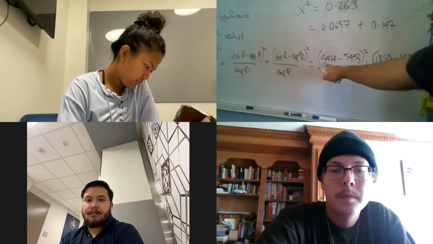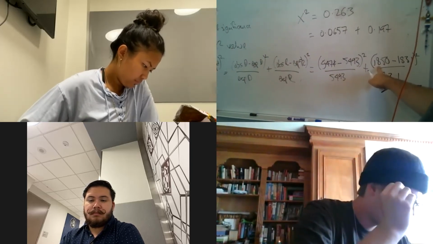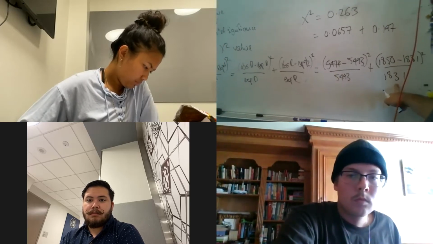Right, so these are our observed numbers for that example that we did. These are expected numbers.